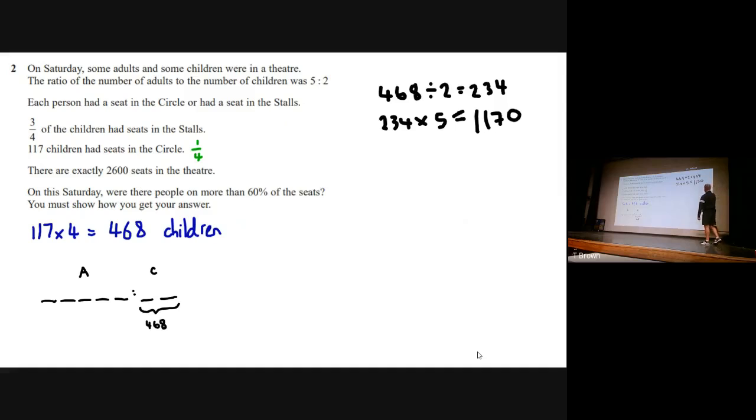So 1 part is 234. We then know that 5 parts is 1,170. So this whole of this here is 1,170. So we've now got the total amount of people in the theatre.